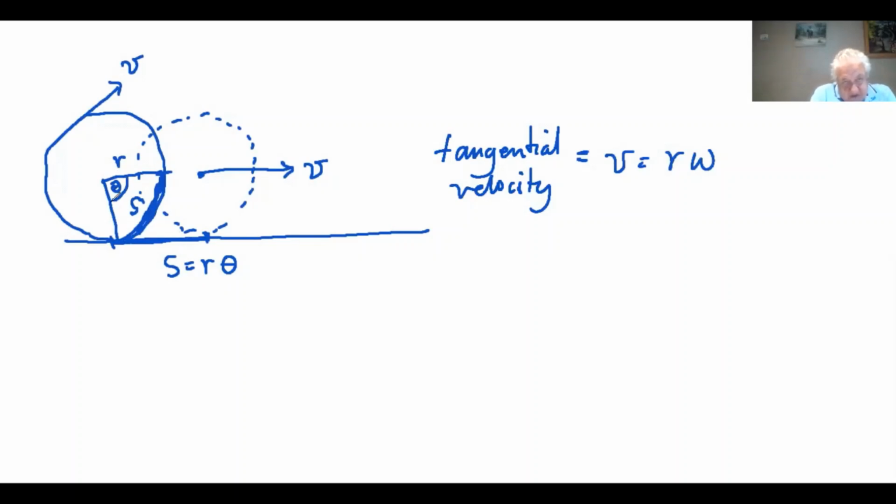Now, you can see that my center of mass travels from this distance to this distance. So the center of mass has traveled a distance s. So my velocity will be s over t. And now s is equal to r theta. And theta over t is my angular velocity. So you can see that my linear velocity of the center of mass is equal to r omega, which is the same as the tangential velocity.